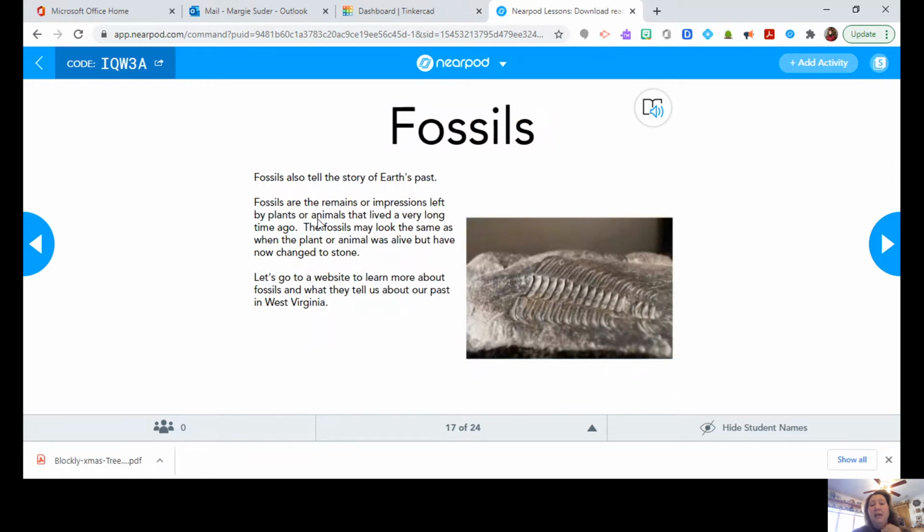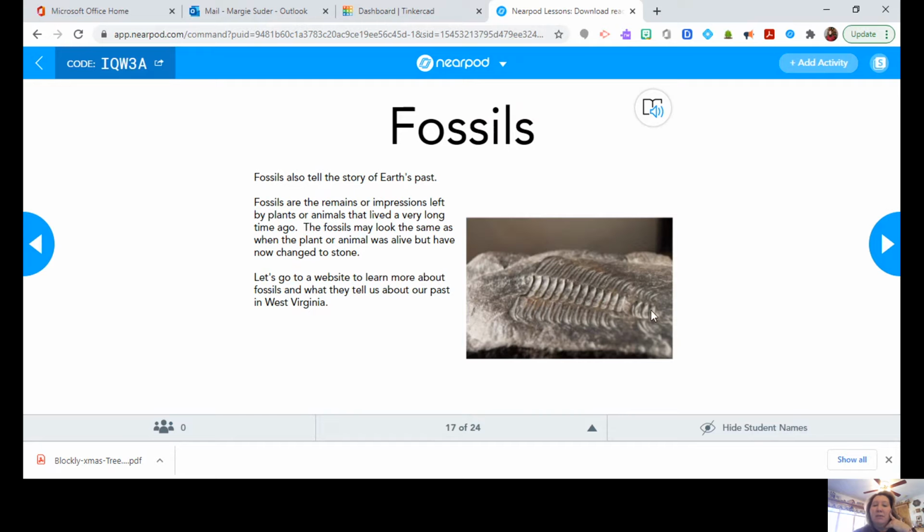Now, the other thing that we as geologists look for is fossils. Fossils also tell us about the Earth's past. We're looking at the plants and animals that used to live in our area at a certain period of time. Fossils are impressions or remains of impressions left by plants and animals that lived millions of years ago.